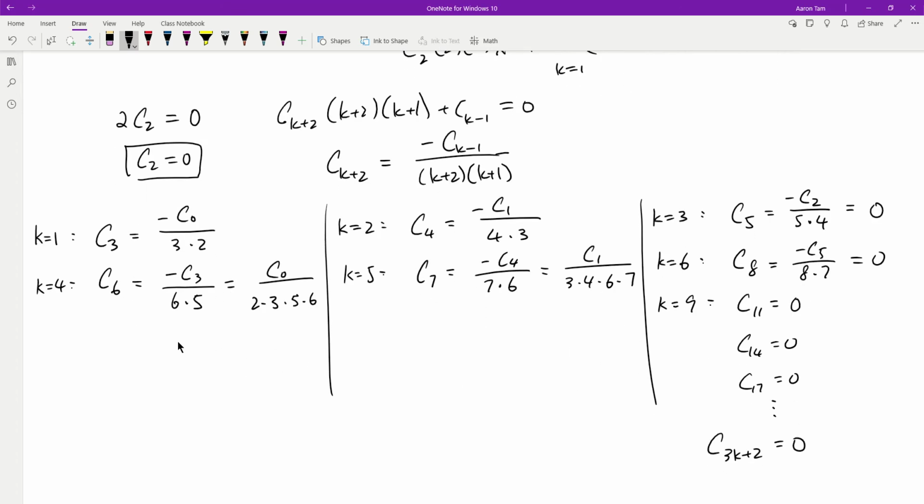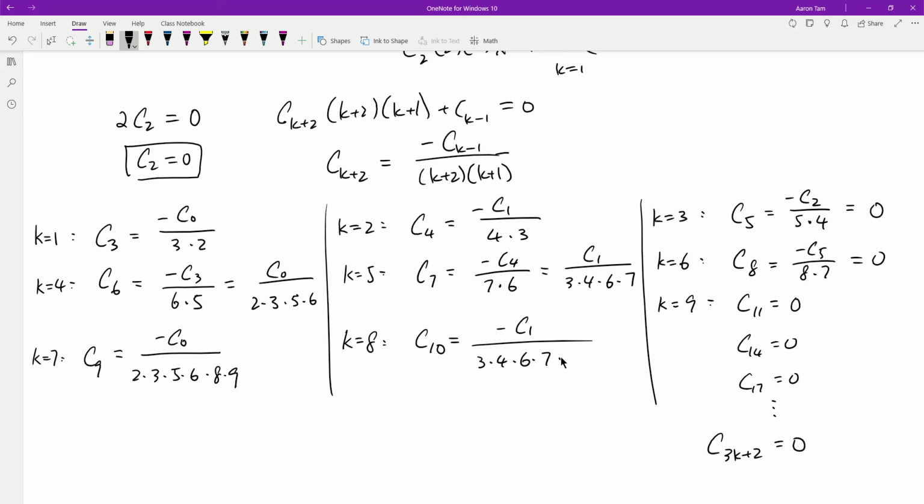Now let's work on these two. It shouldn't be too hard for you to notice a pattern here. If k equals 7, we should be able to generate the c sub 9 term, and you should be able to figure out that it should be negative c sub 0 over 2 times 3 times 5 times 6 times 8 times 9. And when k equals 8, we generate c sub 10, and it shouldn't be too hard to figure out that's negative c sub 1 over 3 times 4 times 6 times 7 times 9 times 10.